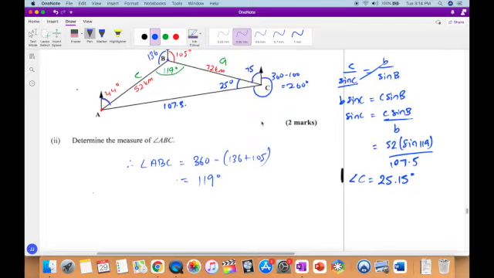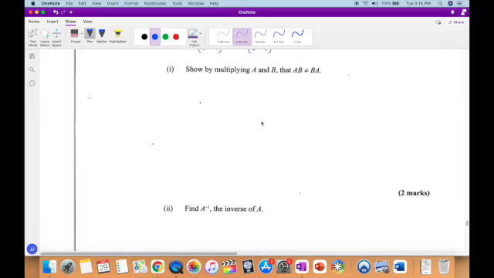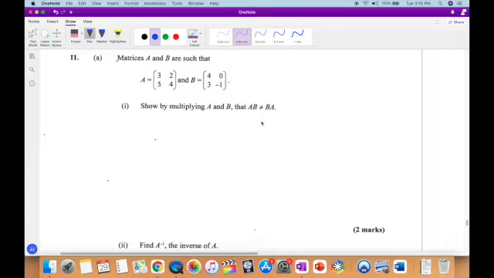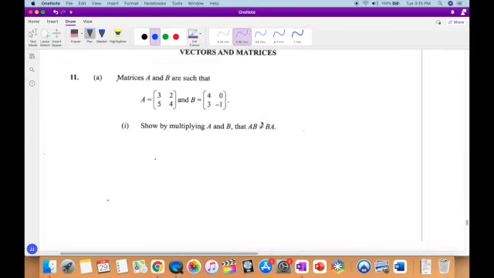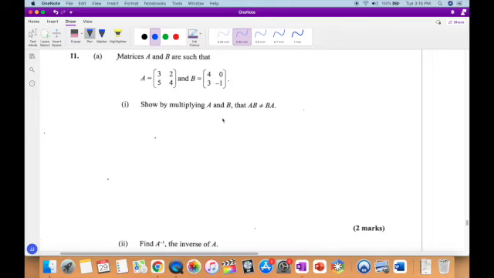So, vectors and matrices. The matrices A and B are such that that's A and that's B. Show by multiplying A and B that AB does not equal BA. So we have to show that matrix multiplication is not commutative. So AB is equal to 3, 2, 5, 4 times B. And you had to learn how to do these matrix multiplications quickly but carefully at the same time.